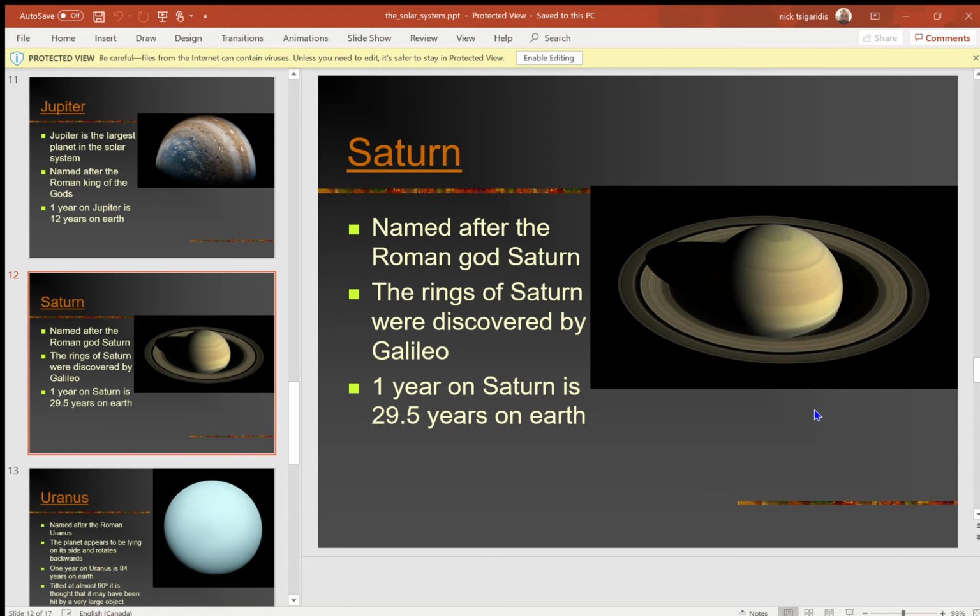Now, the rings of Saturn, there's going to be a whole lesson a little bit further on as to why rings form, how they form, why they have little stripes as they appear here, and whatnot. So we'll get into that a little bit later. 1 year on Saturn is 29.5 years on Earth. So if I was on Saturn, I would be 1 and a bit years old right now.